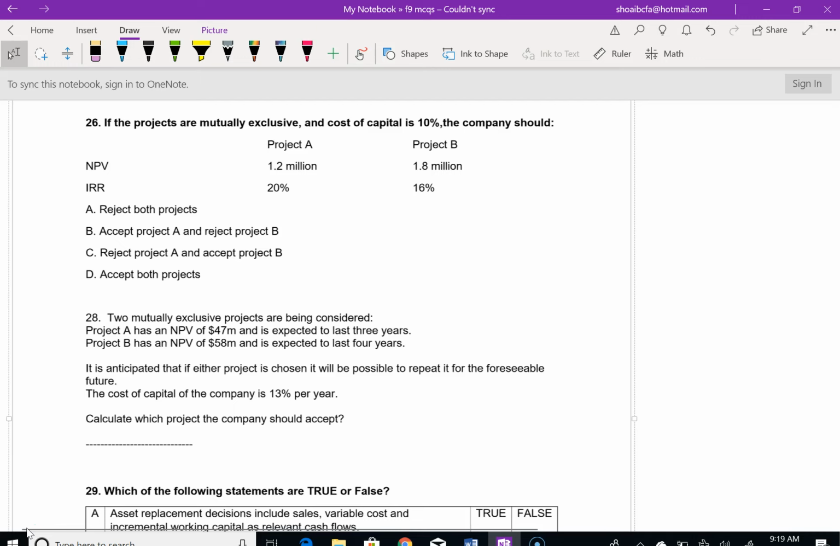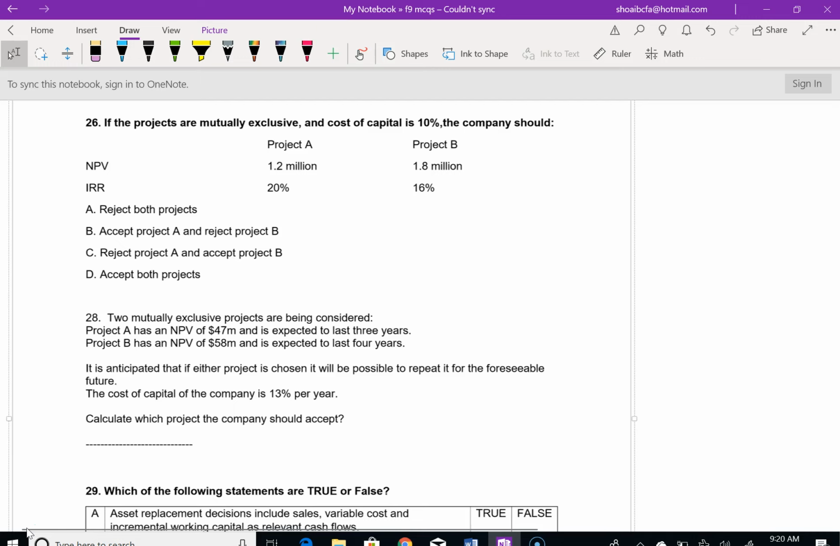If the projects are mutually exclusive and the cost of capital is 10%, the company should... okay, there are two projects, project A and project B. Project A NPV is 1.2 million. Project B NPV is 1.8 million. And IRR of project A is 20% and IRR of project B is 16%. Okay, we have to choose between these two projects.